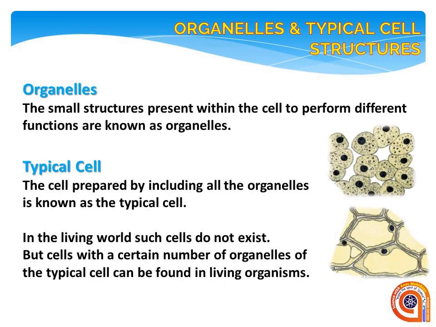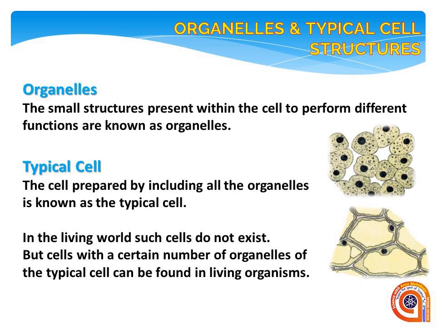Now we go for the organelles and typical cell structures. Two topics here. What is an organelle? You could remember these words. You have heard of these: cell wall, mitochondria, chloroplast, vacuole. Certain words like this you have heard of, and these are what we term organelles. These are small, tiny structures present within the cells. Each of them has different functions. So how do we write the organelle? The small structures present within the cell to perform different functions are known as organelles.